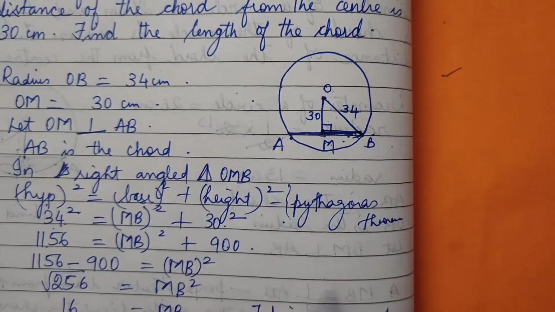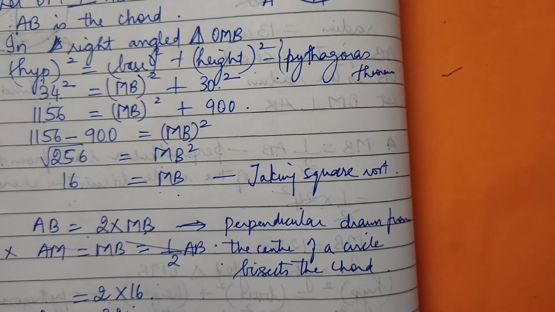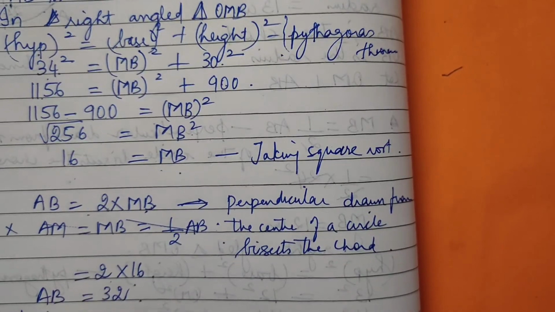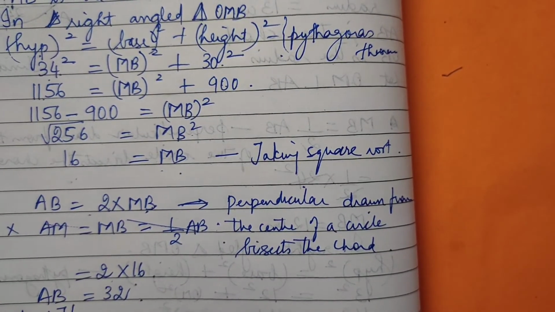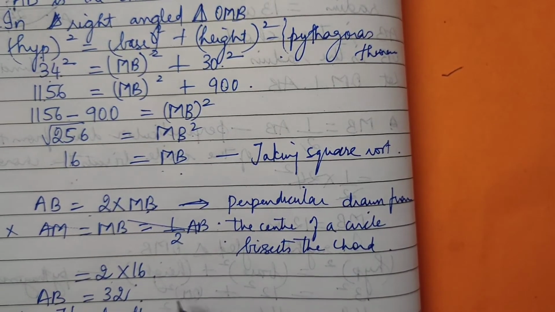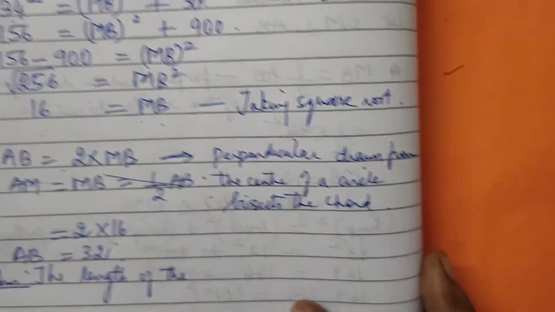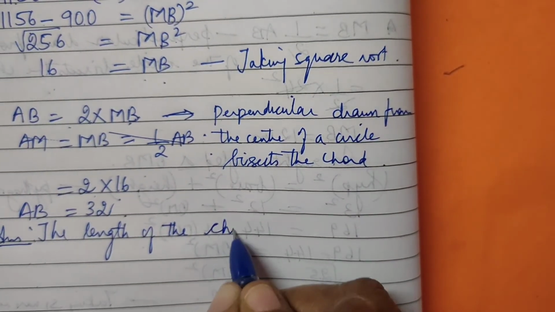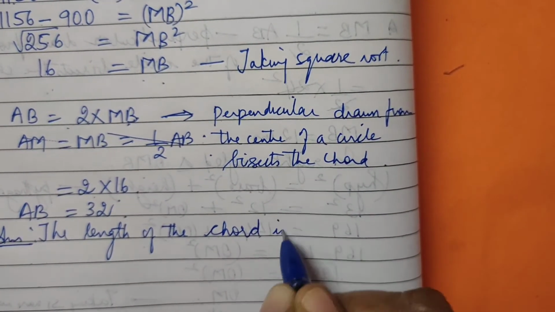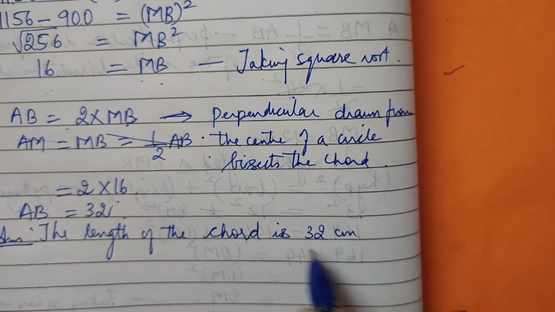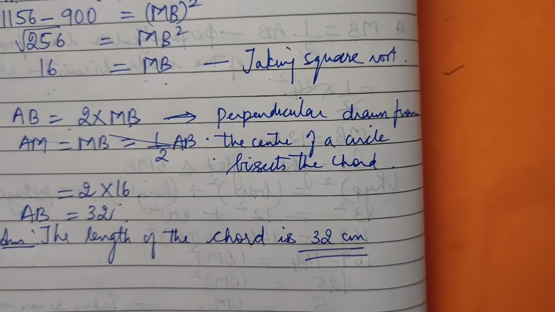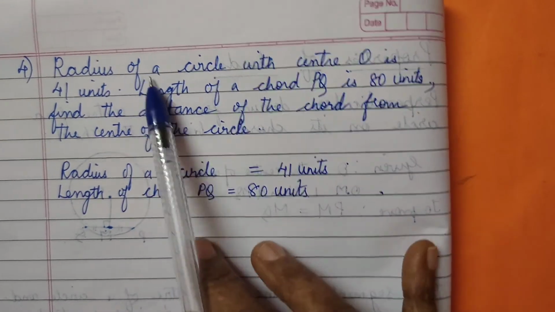So what is the final answer? Find the length of the chord. So answer, the length of the chord is 32 centimeter. So this is the way we have to find out the answers. Let's see the fourth question.